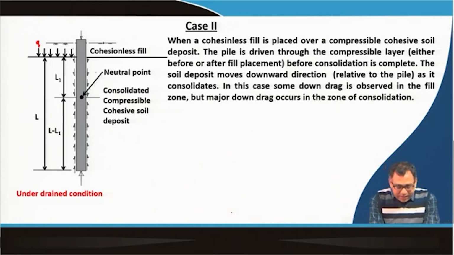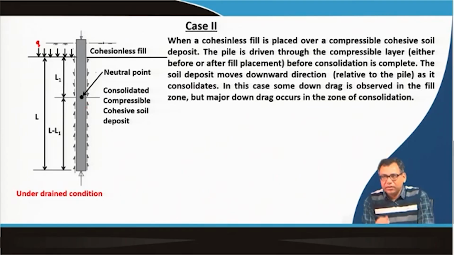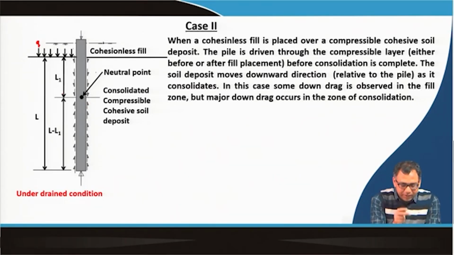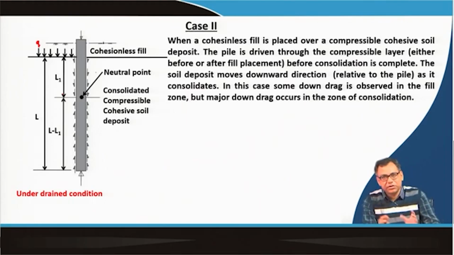Okay. So, that way we can determine what would be the length L1 of the neutral point from the top of the compressible layer, and the total length of the pile is L, because the fill portion we will not consider during the load carrying capacity of the pile. We will consider only the natural soil where the pile is installed, and the load carrying capacity will be calculated based on that portion length. Okay. So, here the length is this length.